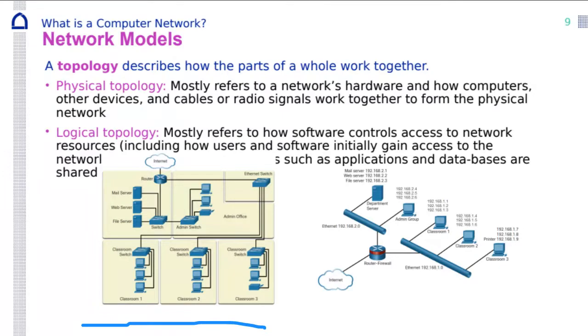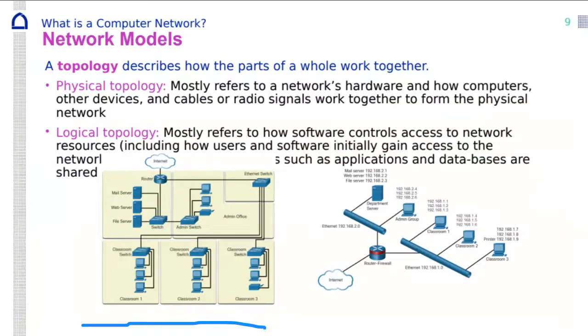The other one is called logical. It is about how software controls access to the network resources. So you will have IP addresses, and how users and software initially gain access to the network, and how application access is shared also. So this is all called logical topology. See the IP addresses, very obvious. We don't care how they are physically located, but we care how they are logically connected.